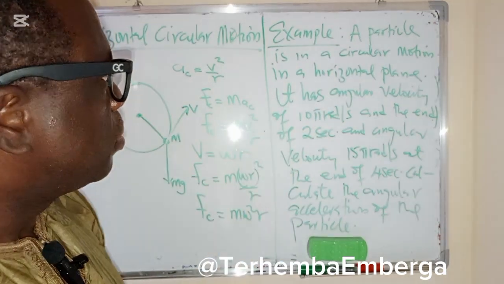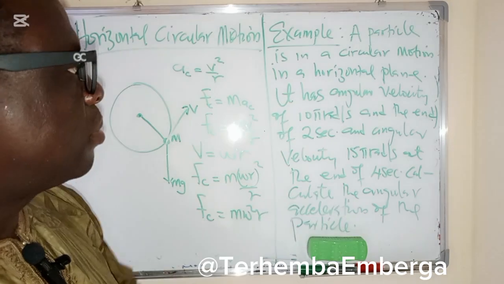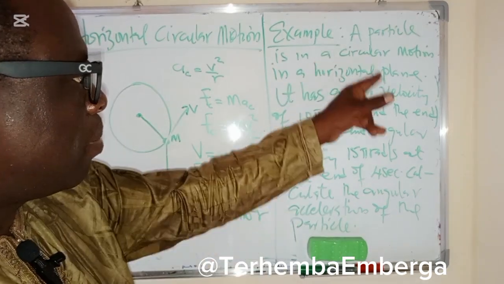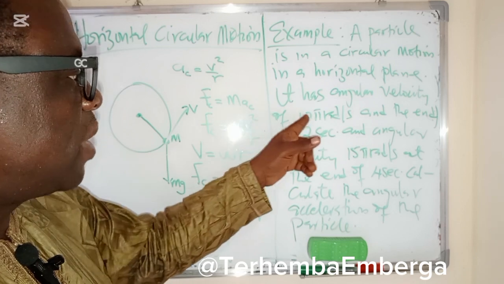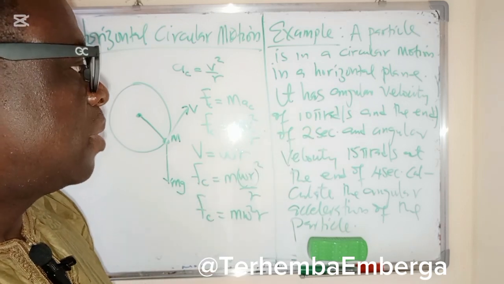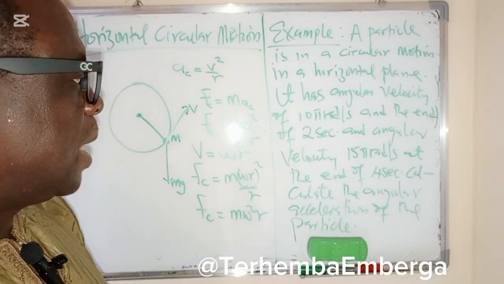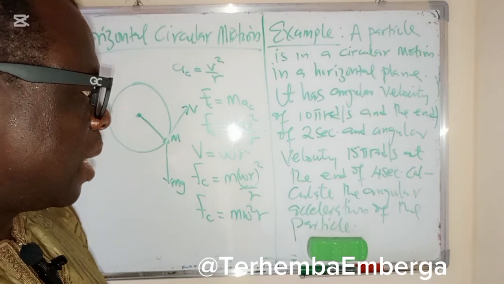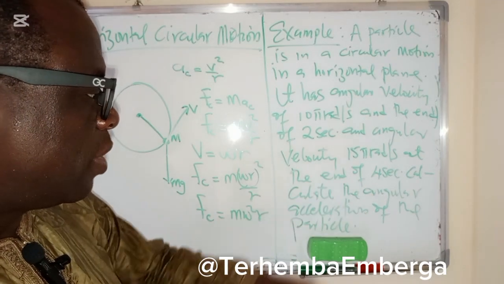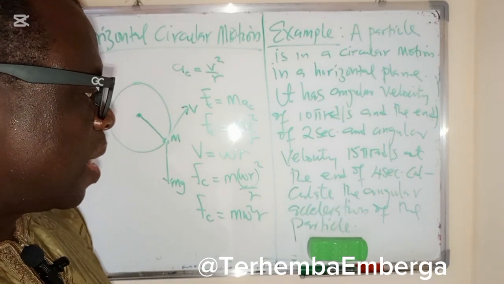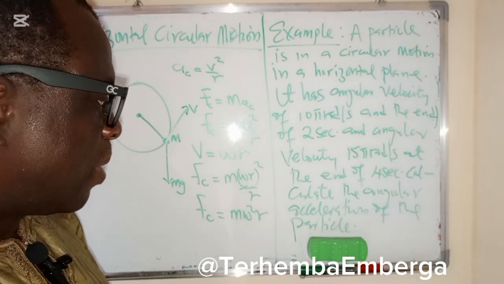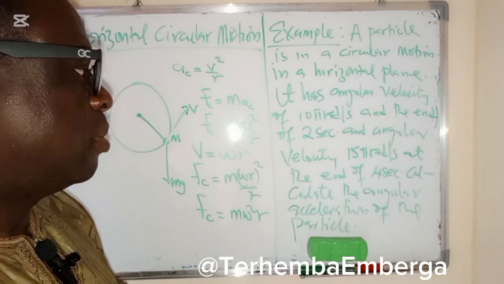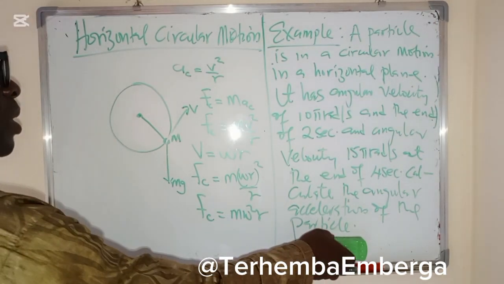A particle is in a circular motion in a horizontal plane. It has an angular velocity of 10 pi radians per second at the end of 2 seconds, and an angular velocity of 15 pi radians per second at the end of 4 seconds. Calculate the angular acceleration of the particle. This is interesting.